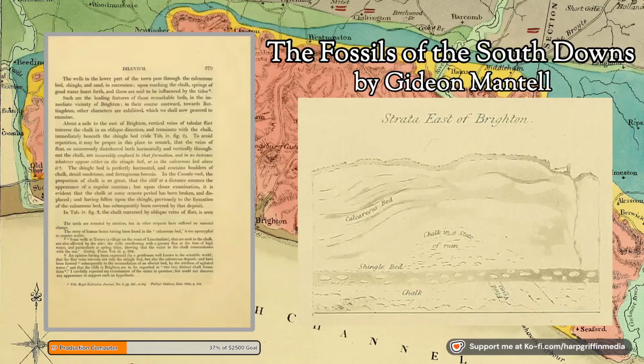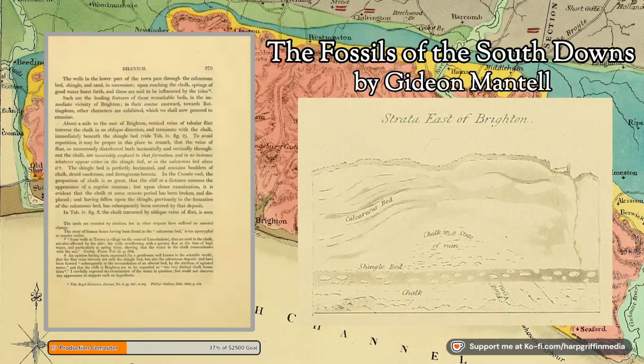To avoid repetition, it may be proper in this place to remark that the veins of flint, so numerously distributed both horizontally and vertically throughout the chalk, are invariably confined to that formation, and in no instance whatever appear either in the shingle bed or in the calcareous bed above it. The shingle bed is perfectly horizontal and contains boulders of chalk, Druid sandstone, and ferruginous breccia.